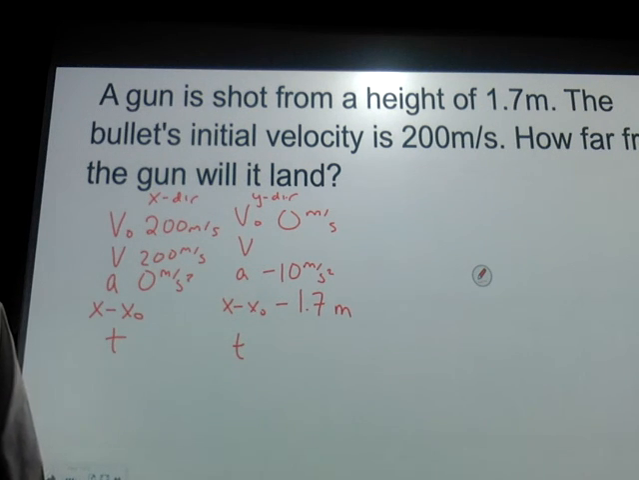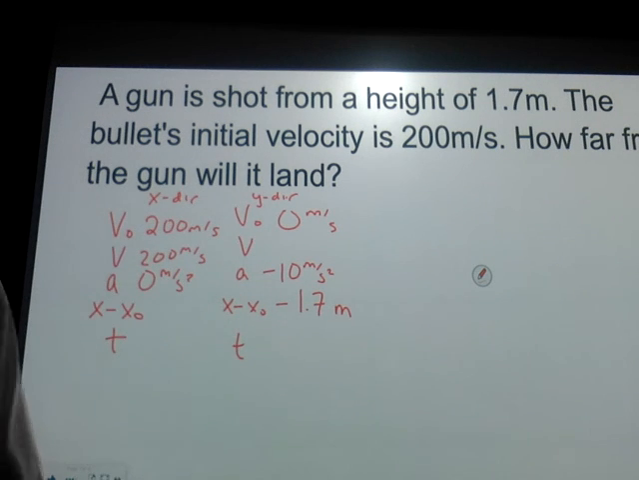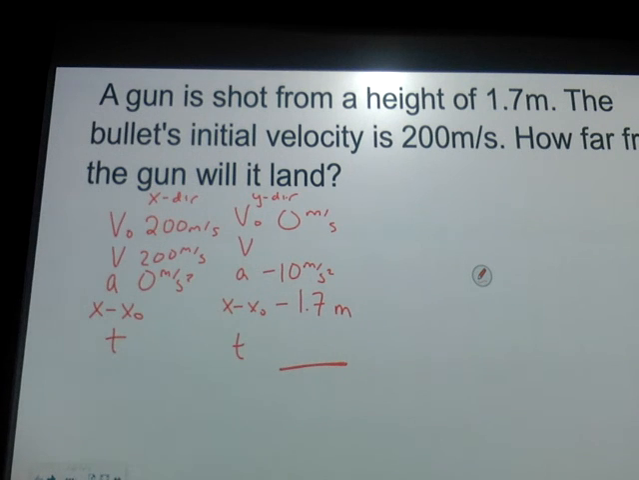So for problems like this, and these will be like the ones you'll do in the lab today, the first thing you should do is solve for time using the Y direction. So it's going to turn out that the time of flight is only dependent on what's going on in the Y direction. It's completely independent of the X direction.